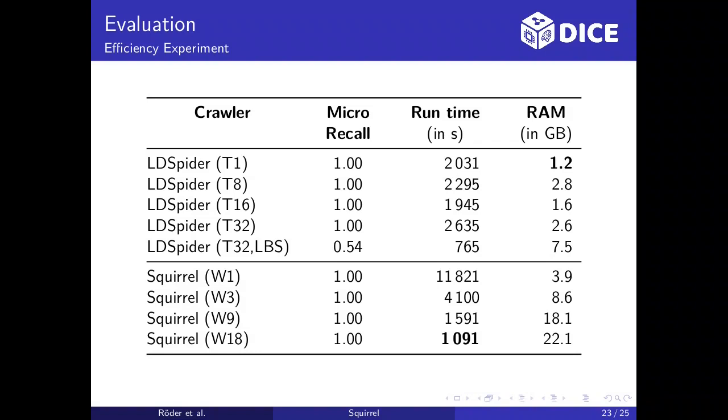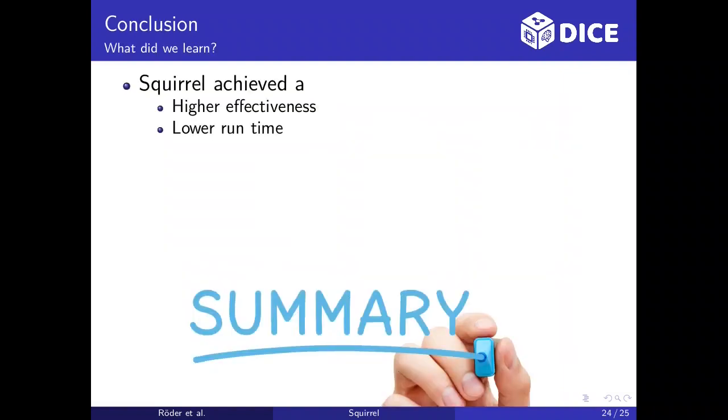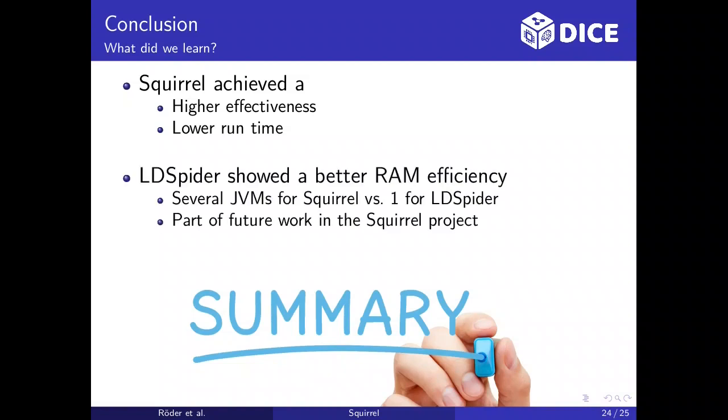From the crawlers that crawled the complete web, Squirrel with 18 workers was the fastest, but it came with a price, so it consumed a larger amount of memory than LD Spider, where the smallest instance only consumed 1.2 gigabytes of RAM. So, our conclusion from these experiments is that Squirrel achieved a higher effectiveness, also had the lowest runtime, but LD Spider showed a better RAM efficiency.